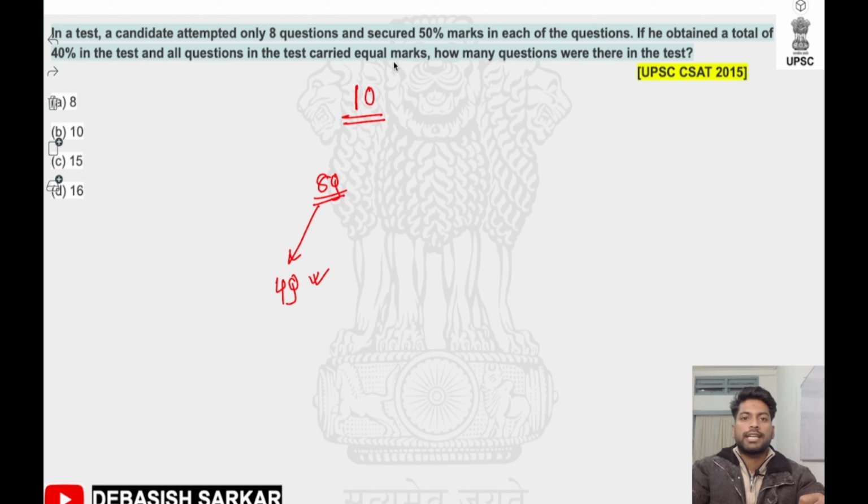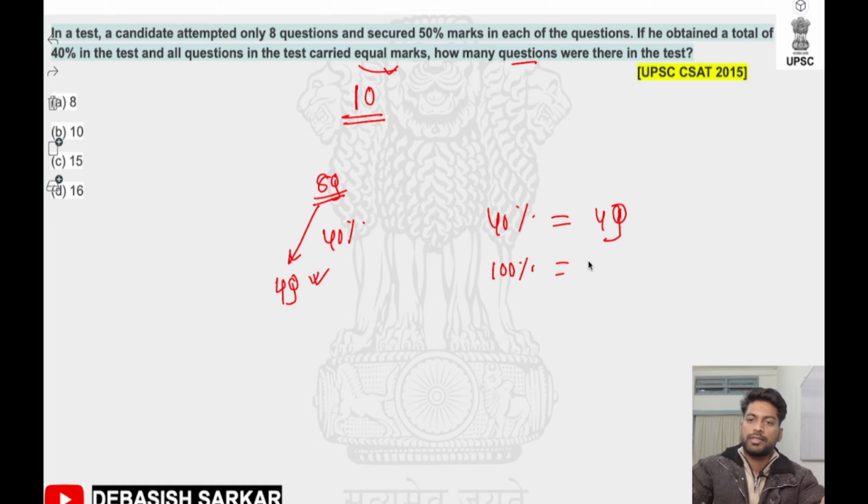Okay, so how many questions carried equal marks, how many questions are there? Look, this is 40%, so we can say 40% equals 4 questions. Because in all the questions if you are getting 50%, so after attempting 8 questions you will get 4 marks. So you can say 40% equals 4 questions. So if you want 100%, it will be your 10 questions. Okay, 40% is 4, 100% is 10, so it will be 10 only. Okay, and we assume 10 only. Chalo. Next.